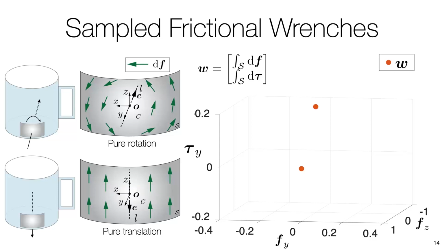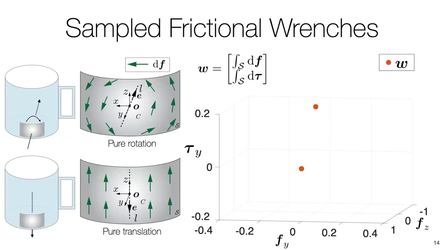In the first example, the cup rotates around the negative y-axis relative to the gripper, and we see the local frictional forces that resist this motion. In the second example, the cup is a pure translation along the gravity direction. Given a unit twist of the object, we obtain the 6D frictional range for the whole nonplanar surface contact by integrating the local frictional forces and torques.